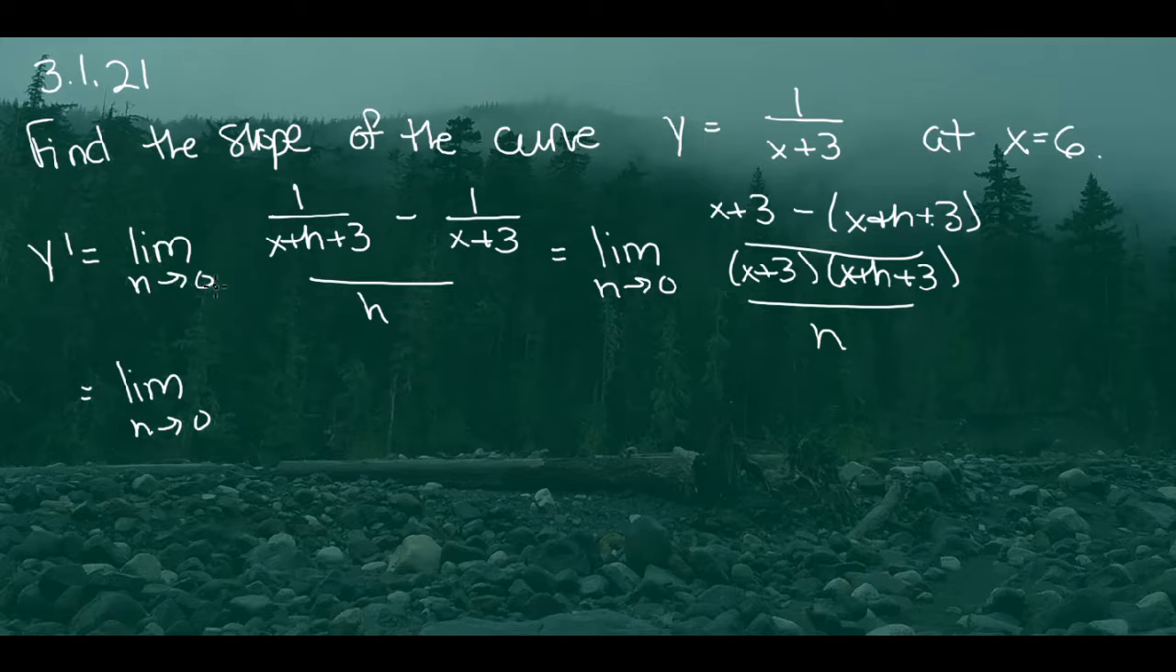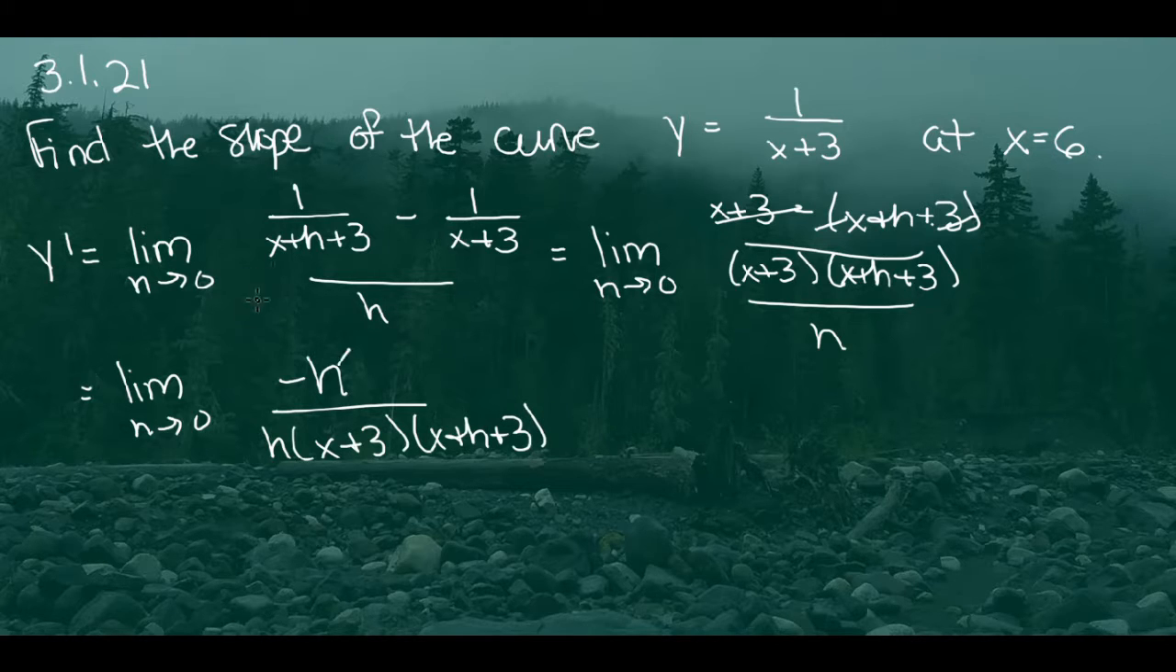the limit as h goes to 0. So what do I have on top? Well, this x plus 3 is going to cancel with a negative x and a negative 3, right? Because I'm going to be distributing this minus sign. So this will cancel with this x and this 3. But then on top, I'm just left with a negative h. And then on the bottom, what do I have? I have h times x plus 3 times x plus h plus 3.